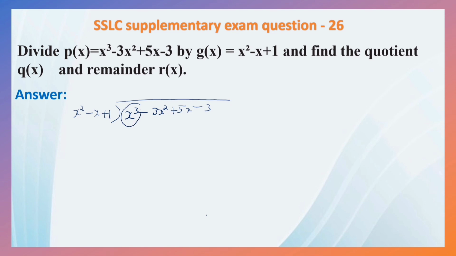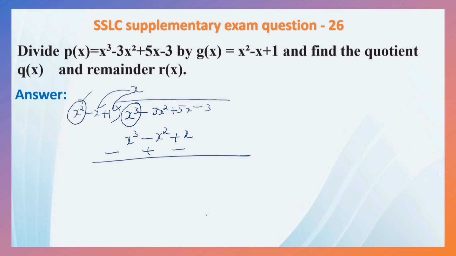First term of p of x and first term of g of x, divide. x cube by x square is x. Then multiply x into x square is x cube, x into minus x is minus x square, x into 1 is plus x. Then change the sign, x cube and x cube get cancelled, minus 3x square plus x square is negative 2x square, plus 5x minus x positive 4x.